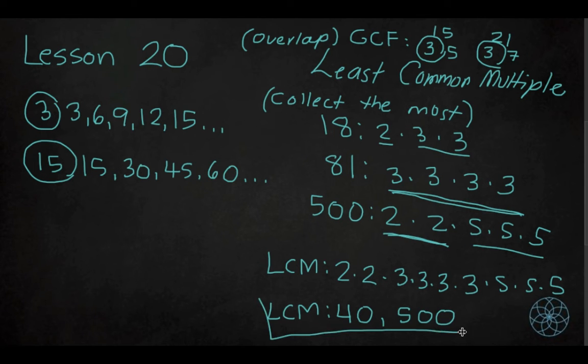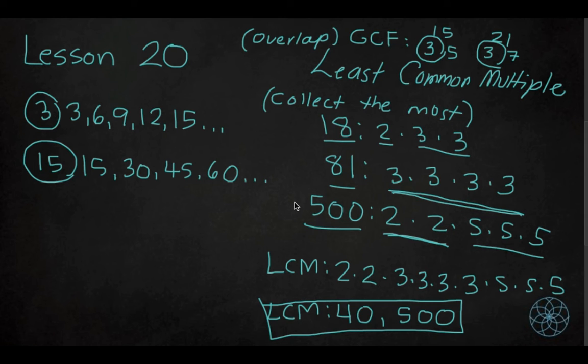Well, what this means is that the first time, the lowest number, the lowest time that 18, 81, and 500 would all overlap would be 40,500. So if you were counting by 18s and someone else was counting by 81s and one other person was counting by 500s, you would all eventually say 40,500. And that would be the smallest number where your multiples would overlap.